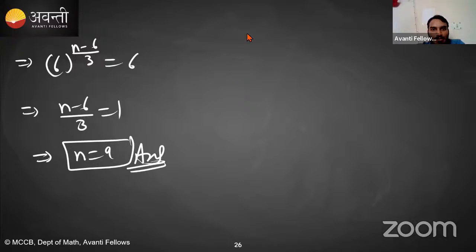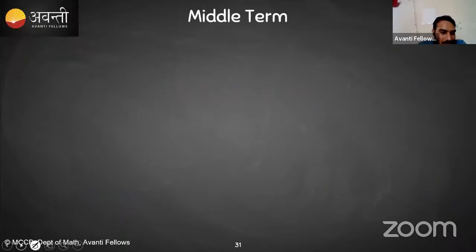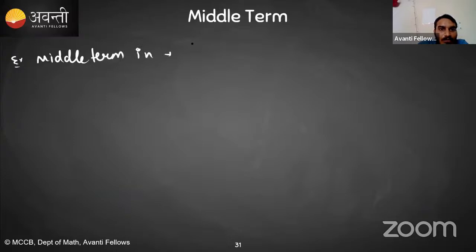Okay, so if it is clear, then let's move on to the next topic, which is the middle term. Is that clear? So first of all, students, let me take a small example. If I ask you for the middle term in, let's say, 1, 2, 3, 4, 9, 10, 11, what will you say? What is the middle term here?